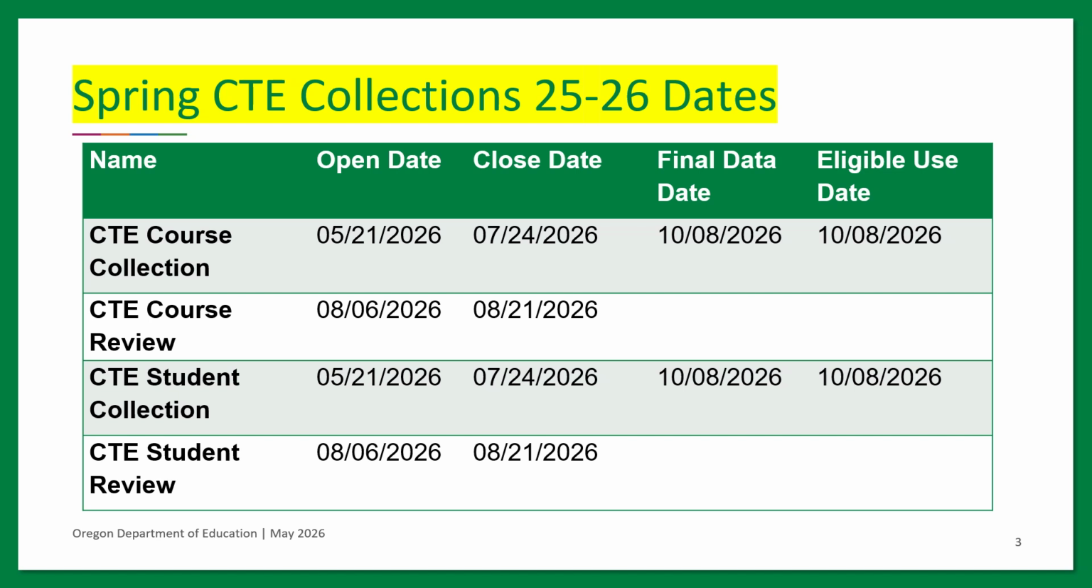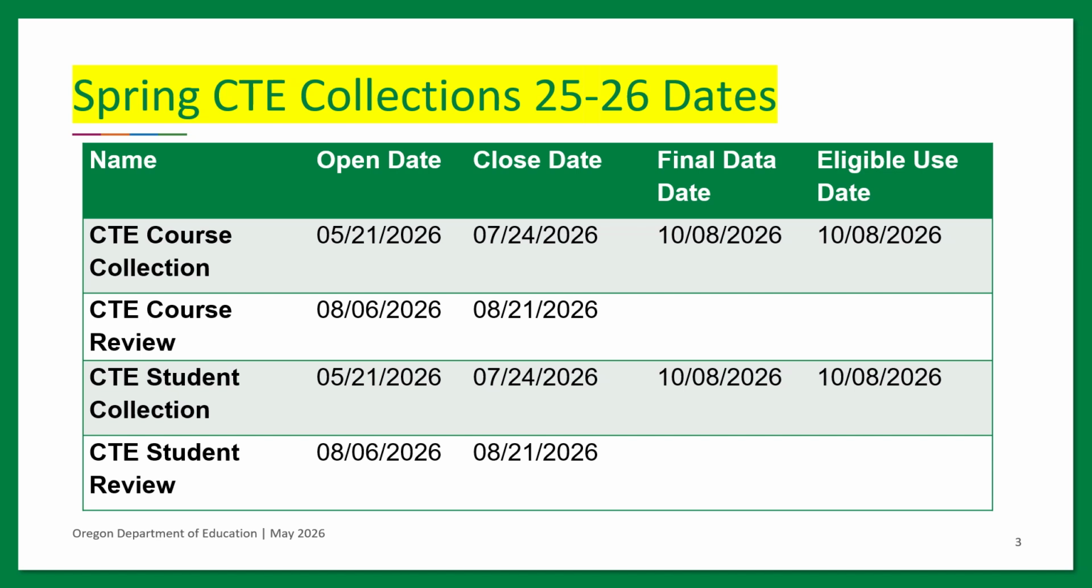CTE Student must be submitted first and include all Category 2 students and Category 3 students who also have a class enrollment to report. I'll talk about these student categories and other data specifics a bit later in the presentation.